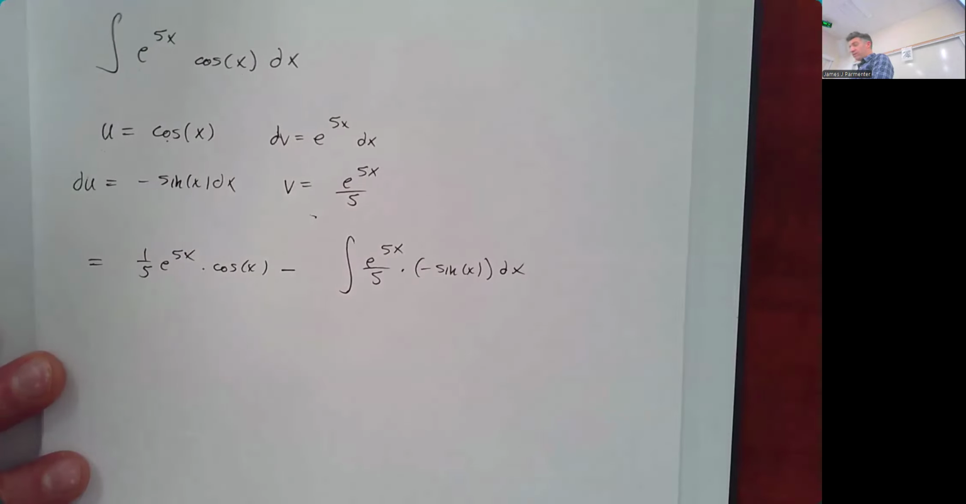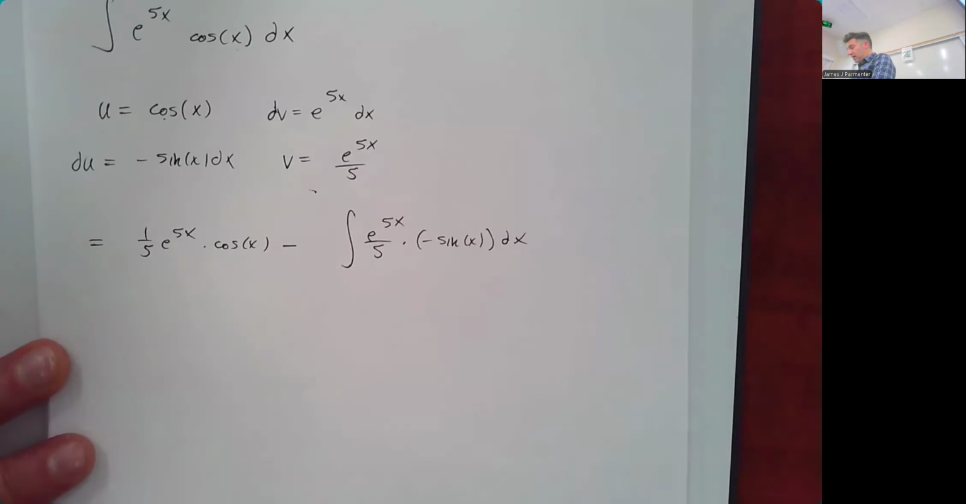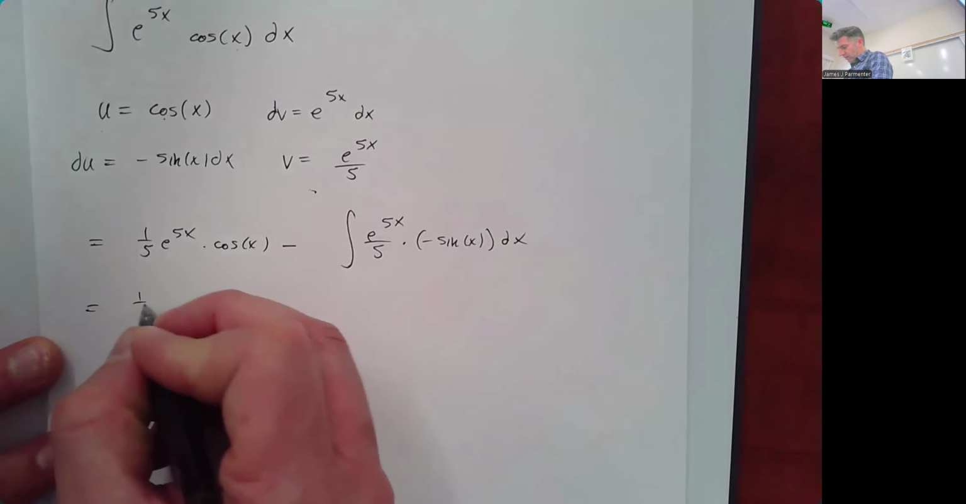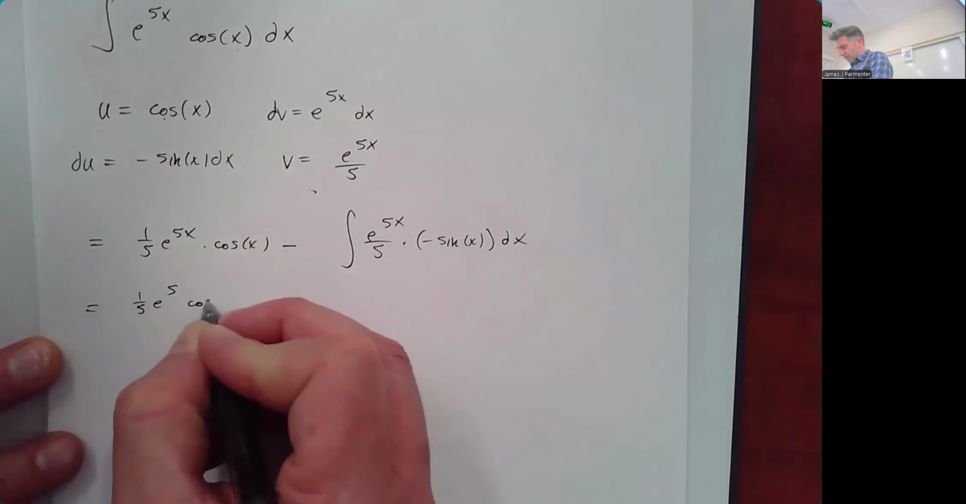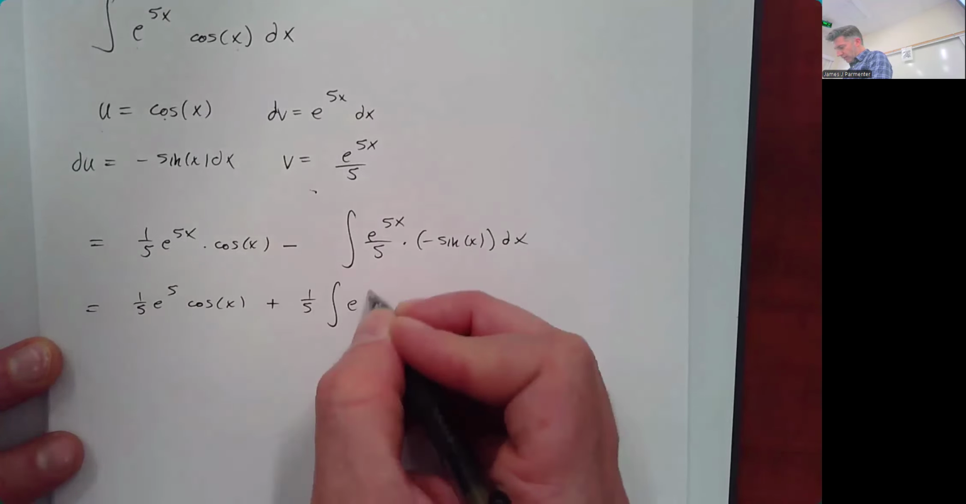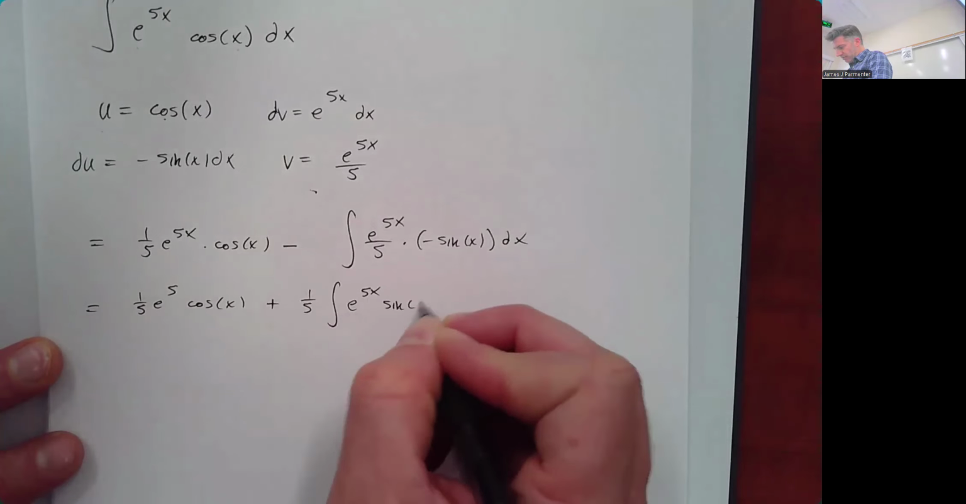And then just like in the previous integration by parts that had to be done more than once, I would bring any coefficients out in front. So I'm going to rewrite this as 1/5 e to the 5x times cosine of x plus 1/5 integral e to the 5x times sine of x.